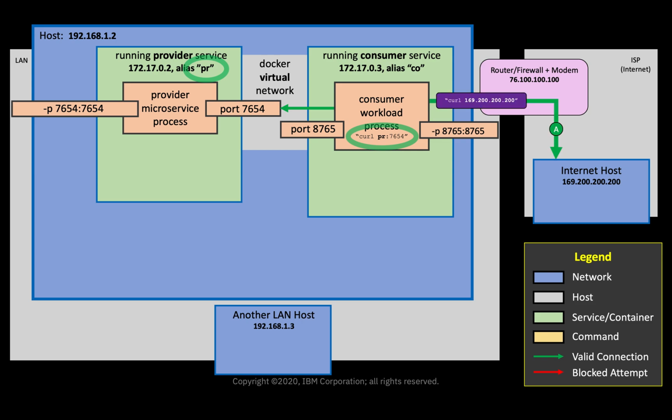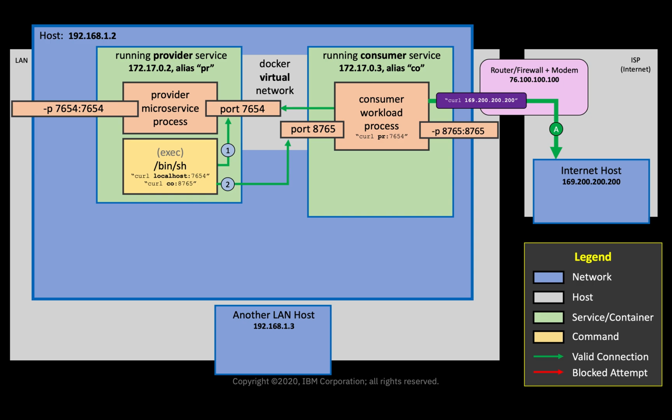And I should also note that any of these containers, the provider service or the consumer service, are able to reach out to the internet through the firewall, through the LAN to the firewall, and out to the internet. So the consumer workload process could do curl 169.200.200.200 and reach that internet host 169.200.200.200.